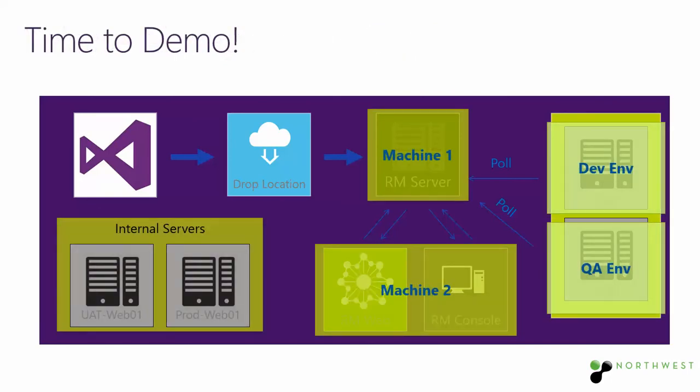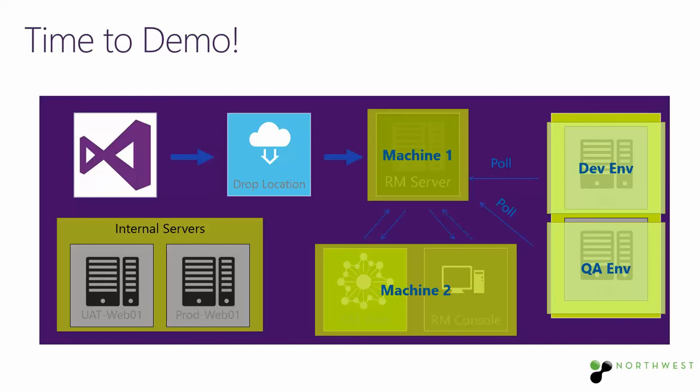So here's our demo. This is what our demo kind of looks like. We have Visual Studio. Our machine 1 just has the main release management server on it. Machine 2 has the console and the web client on it. And then we have a dev environment and a QA environment, both of which are hosted on Windows Azure. And then we also have internal servers that have UAT and production.